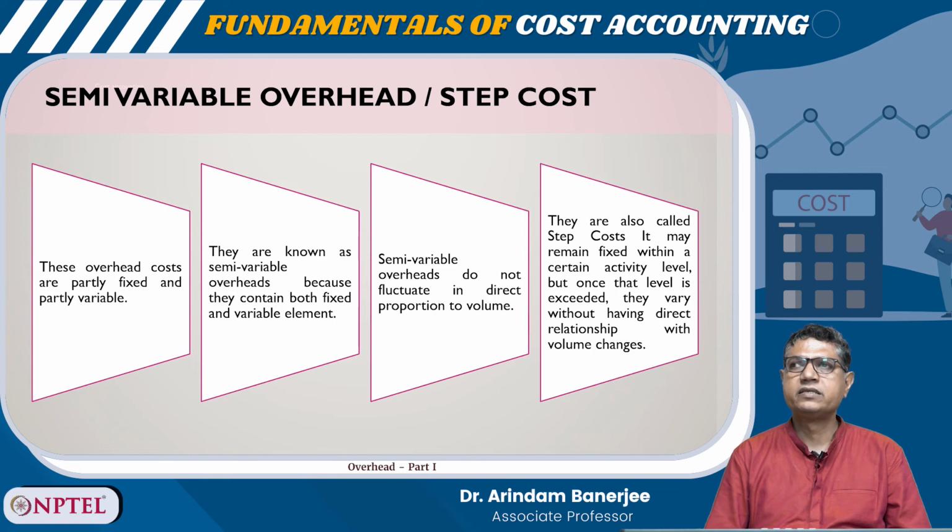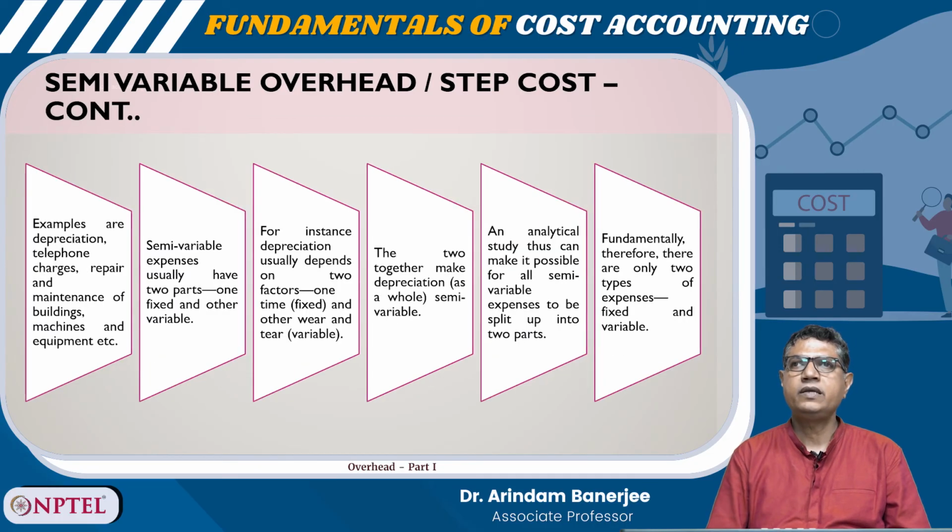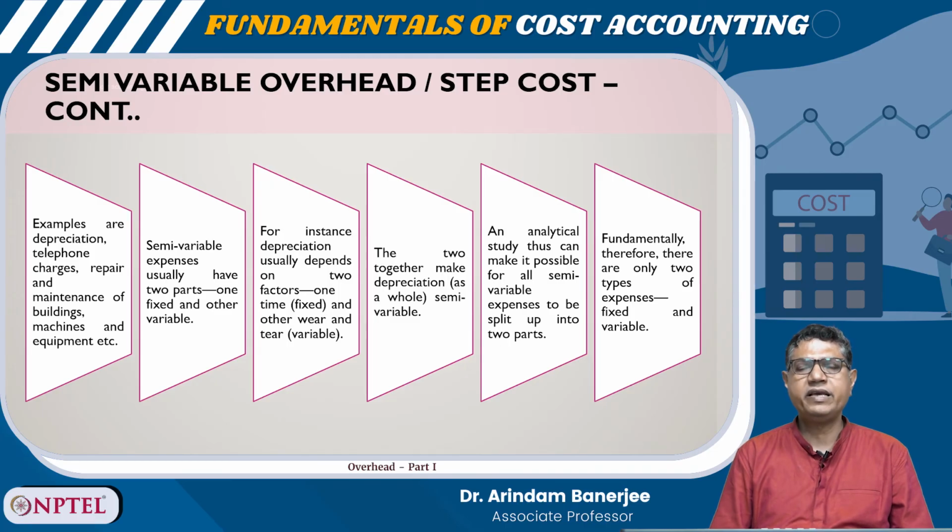It may remain fixed within a certain activity level, but once that level is exceeded, they vary without having a direct relationship with volume changes. Examples are depreciation, telephone charges, repair and maintenance of buildings, machines and equipments, etc. They usually have two parts. One is fixed, the other one is variable. For instance, depreciation usually depends on two factors, one time and the other wear and tear. The two together make depreciation as a whole a semi-variable.